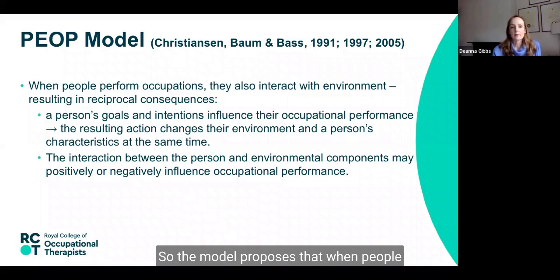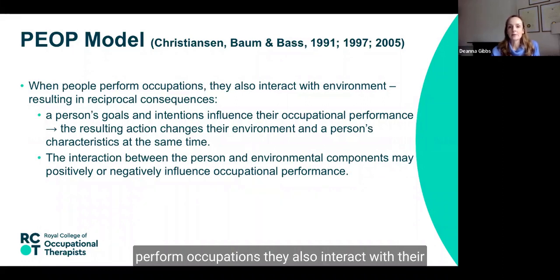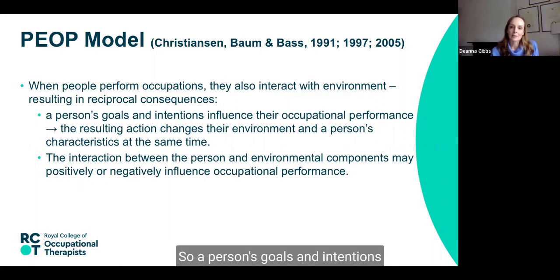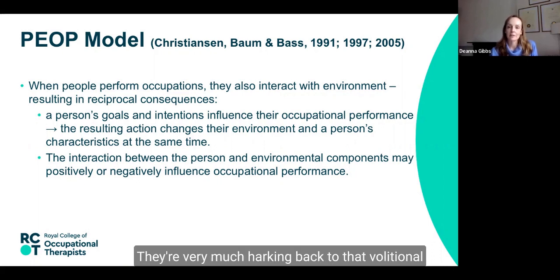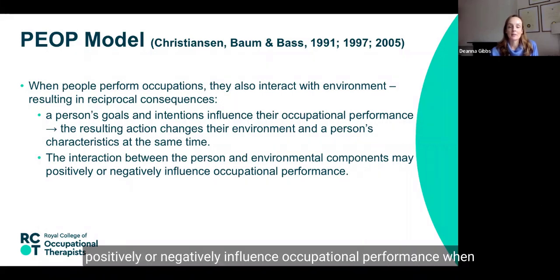So the model proposes that when people perform occupations, they also interact with their environment, resulting in reciprocal consequences. So a person's goals and intentions will influence their occupational performance. So very much harking back to that volitional aspect of Kielhofner's MOHO model. And the resulting action can both change the environment, but also the person's characteristics at the same time. But also this interaction between the person and the environmental components may both positively or negatively influence occupational performance.